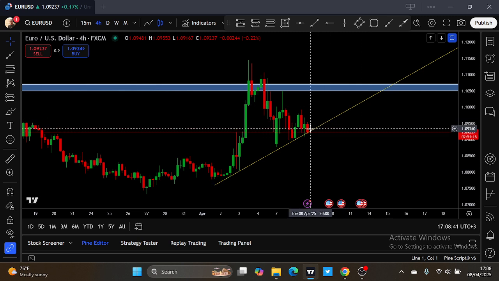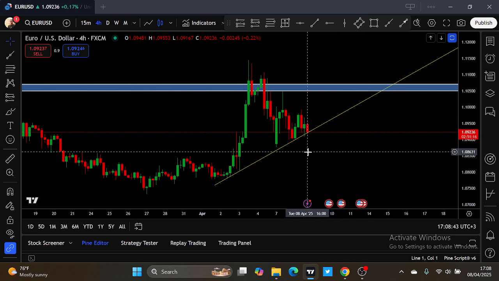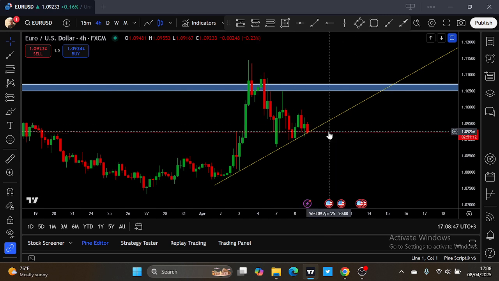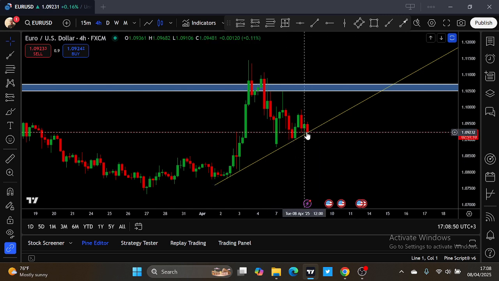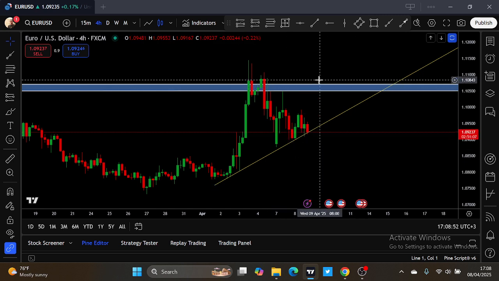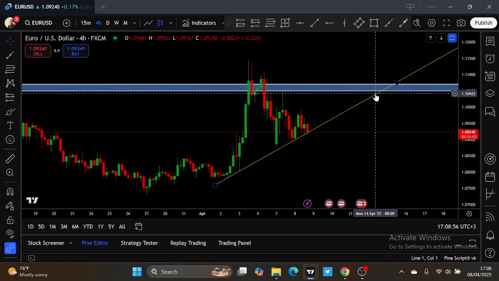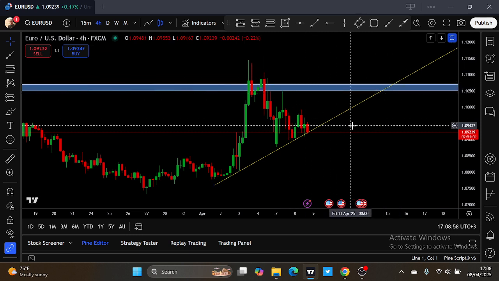Because guys, look, you can buy here, then it crosses down, stops you out. You can sell here before it crosses the trend line, because this is the second touch of the trend line, and then it goes up here, stops you out. So you have to wait for a break and retest in order for you to confirm. Then you go to the 15 minutes time frame to refine and enter.